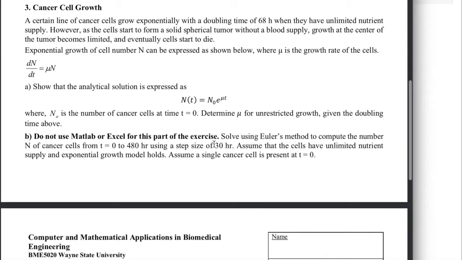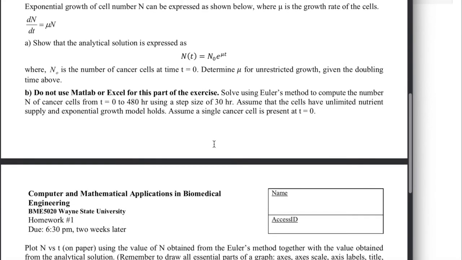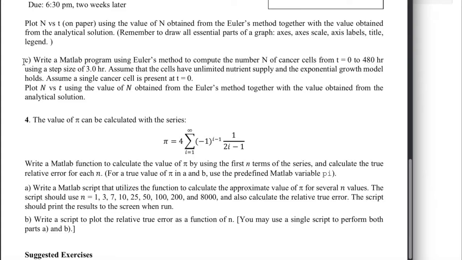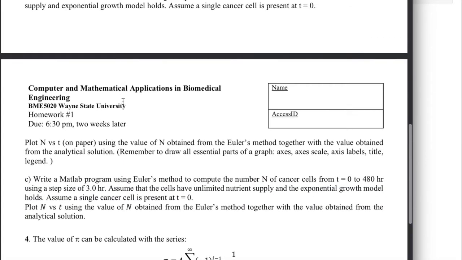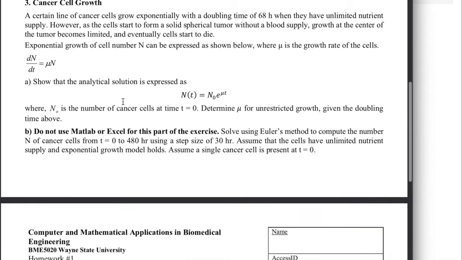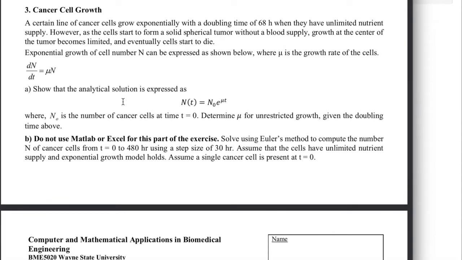Alright, so our problem today, or at least our first problem today, is on cancer cell growth. This is from homework 1, number 3. We're going to do part C because this is the part that requires Matlab usage. The first couple parts are all handwritten, and it's just math that you probably already know how to do, and you probably don't want to do the Euler's method by hand, because the objective of this particular video is to show you how to do it in Matlab.